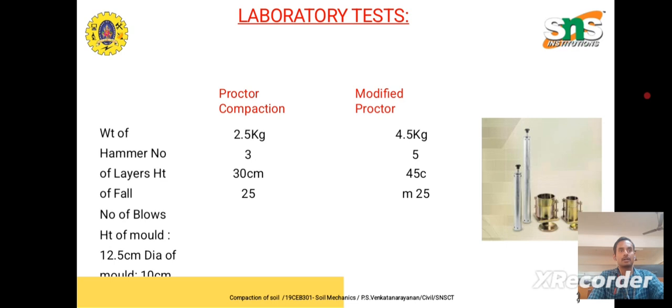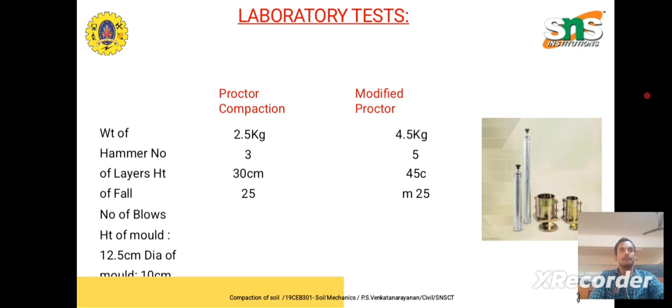As far as the standard Proctor test is concerned, we use a rammer of 2.5 kilograms to compact the soil in 3 different layers inside a mold. Each layer is given 25 blows. Whereas in the modified Proctor test, a heavier rammer of 4.5 kilograms with a greater drop height, that is 45 centimeters, is used to compact the soil in case of highways or airport runways, where the subgrade soil strength should be maximum.